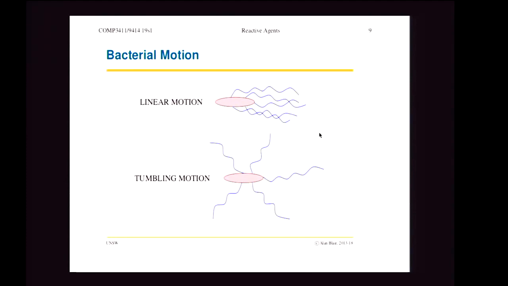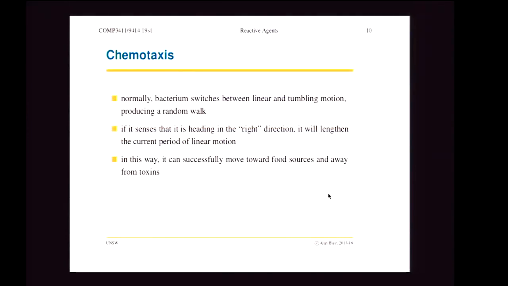they'll extend the time for that linear motion. They'll travel a little bit further than they would have. If they detect that the concentration of the food is decreasing, then they'll shorten the time for the linear motion. So they're still switching back and forth between the two motions, but they just adjust how much time they spend in the linear motion. And remarkably, this is enough to make them move towards the food source.